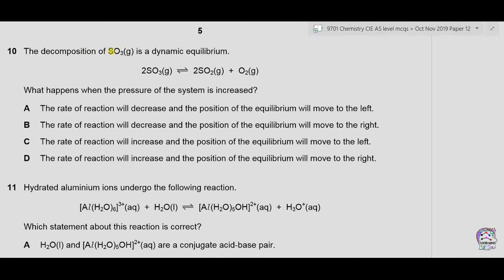Question 10. The decomposition of sulfur trioxide gas is a dynamic equilibrium. Sulfur trioxide gas converts into sulfur dioxide gas along with oxygen gas. What happens when the pressure of the system is increased? As we know, in gases, when we increase the pressure, the molecules come close together and there are more effective collisions. And the rate of reaction also increases.